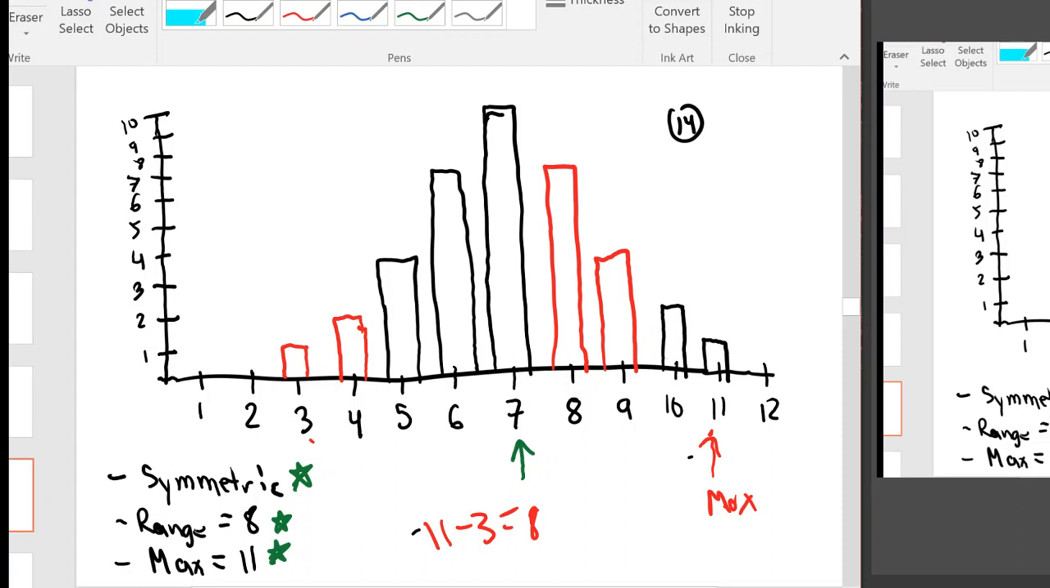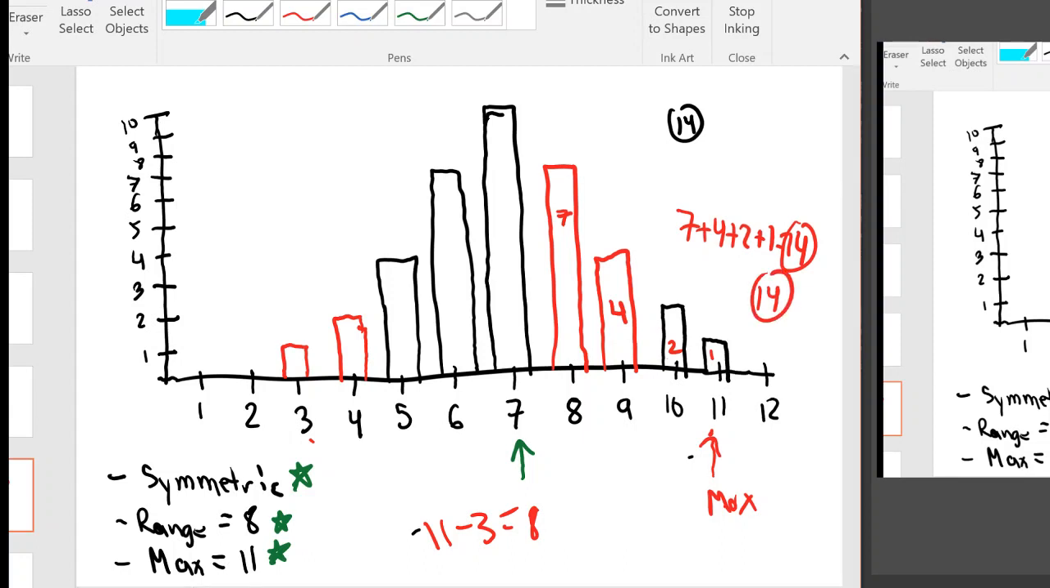Well, there are 7 right here. There are 4 here, right? There are 2 here. There's 1 here. So 7 plus 4 plus 2 plus 1 gives you 14. Your answer is 14.